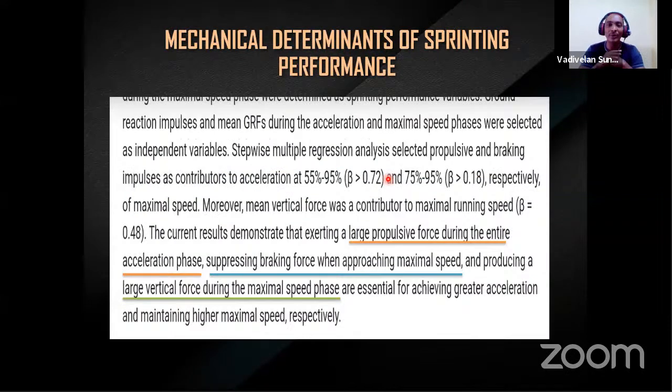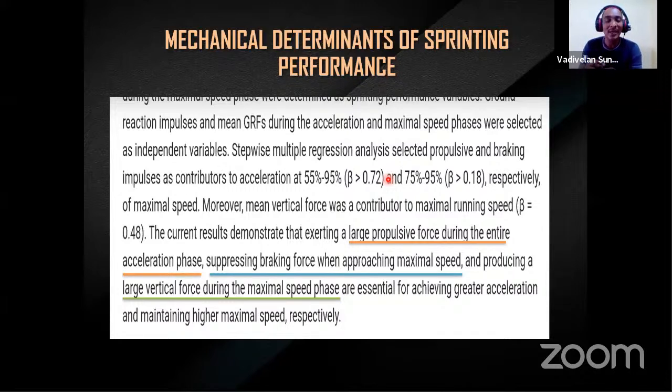In this study, they found the largest propulsive force during the entire acceleration phase, okay. The propulsive force is the moving force, as I said: how fast and how quick the athlete hits the ground, he gets a force to move forward. So the largest propulsive force during the entire acceleration phase, okay, and suppressing the braking force. Whatever is moving, there will be some braking on our body due to gravity and body weight, okay. The athlete should know how to suppress the braking force when approaching maximal speed. That is the second point, okay.